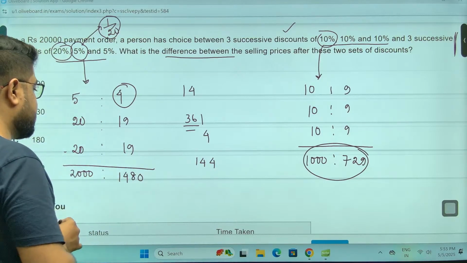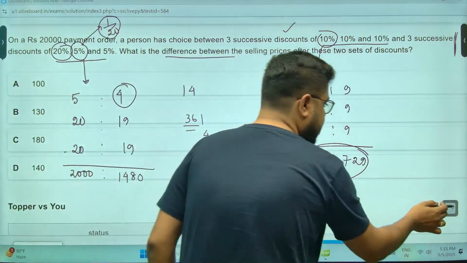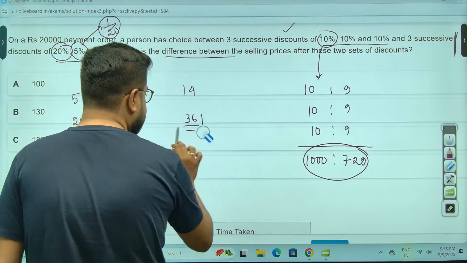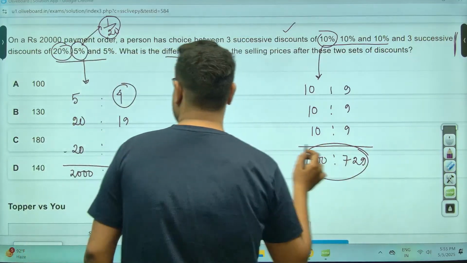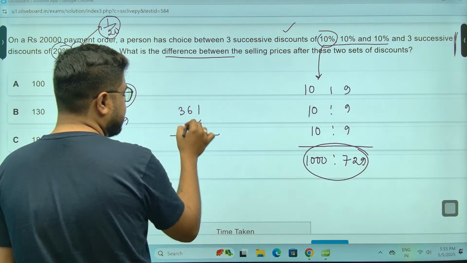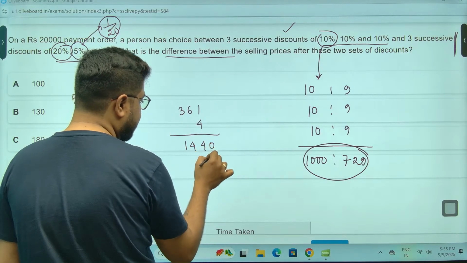1480 I'm getting. Sorry. Oh, I'm doing something wrong. Wait, wait, wait. I'm thinking something else. Sir, 361 into 4. This is 36 into 4, sir. 1440 and 4. 1444.